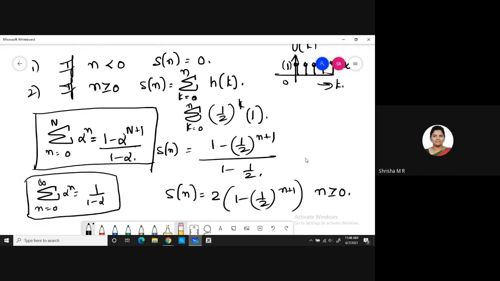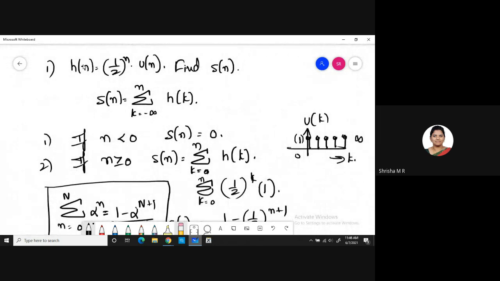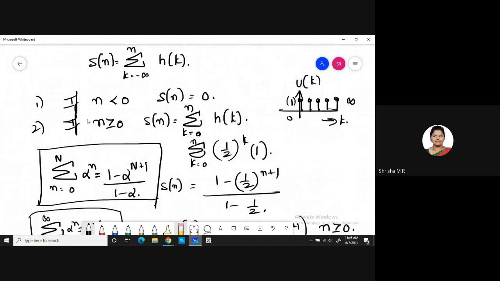Yes, ma'am. Did you follow this problem, guys? You have been given h of n, that is the impulse response. You have to find the step response. What is the step response? Step response is the output of the system when the input is the unit step. So S of n is summation k is equal to minus infinity to n h of k. Because you have the unit step u of n in this impulse response, the lower limit will be from 0 to n. So if n is less than 0, step response will be equal to 0. If n is greater than or equal to 0, step response would be equal to summation k is equal to 0 to n h of k.